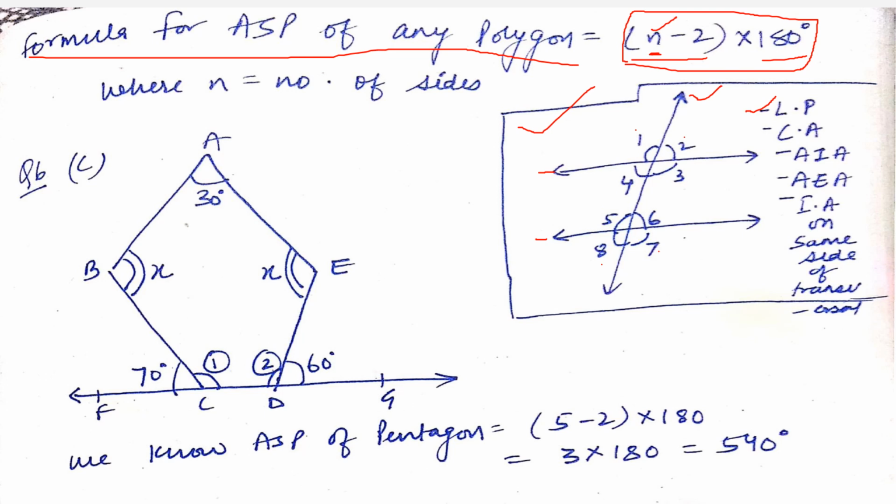2 plus 3 is also a linear pair. 3 plus 4 is also a linear pair. 4 plus 1 is also a linear pair. Similarly, 5 and 6, 6 and 7, 7 and 8, and 5 and 8 all are linear pairs.